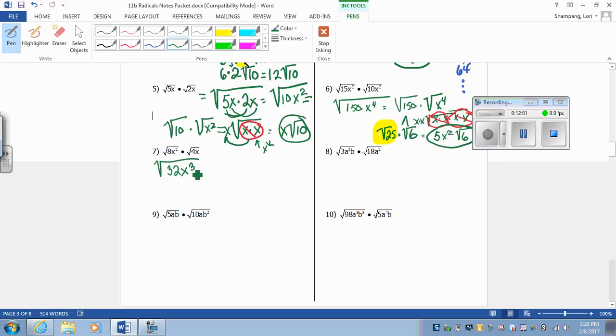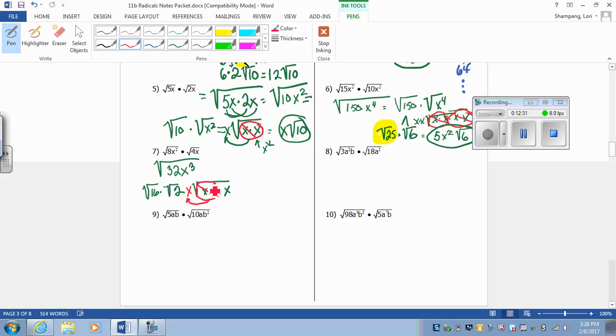32 does have a perfect square that's a factor, and I know that the square root of 16 times the square root of 2 is equivalent to the square root of 32. Then I have x to the third. So let's draw this out in expanded form again with 3 x's underneath the radical. Remember, I want to put these in pairs, and if I find a pair, I can cross them out from being underneath the radical and then move that x outside of the radical.